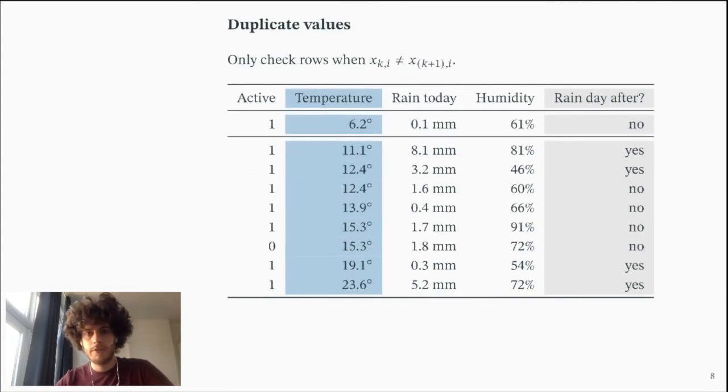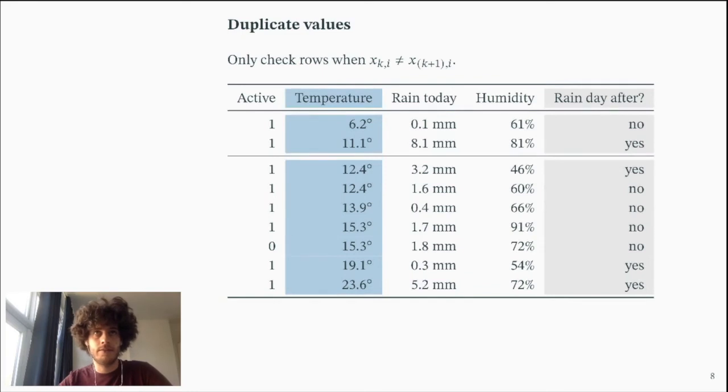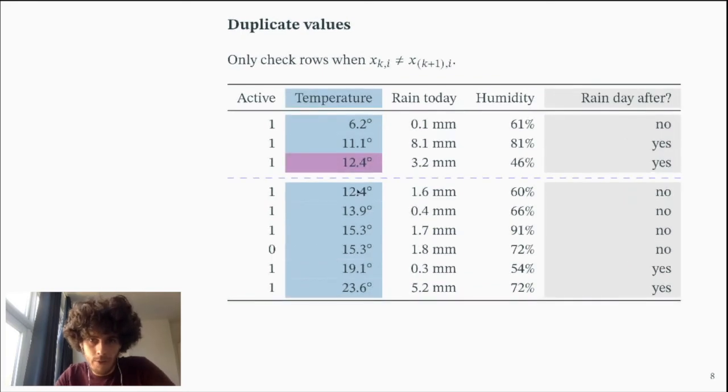Now, to handle duplicate values, basically we're going to check whether the next row has a different value. If so, we take the row into account, and otherwise not. So the first row, this is valid, this is valid. But here we have a row with an identical value, and this means that this splitting point we can never get, because if we say temperature less than or equal to 12.4 degrees, then it will always take both of these rows into account. So this is not a valid splitting point. So this is why we have this check.